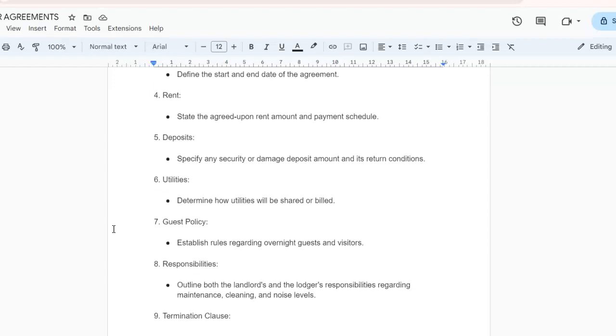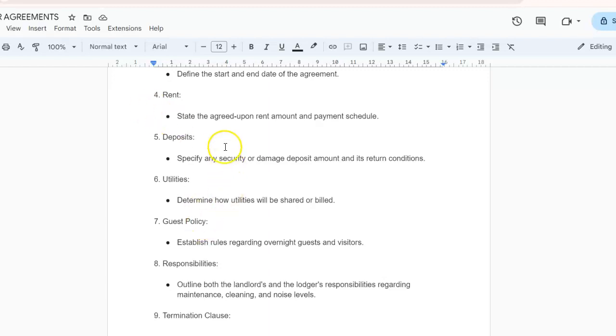Number four, it needs to contain a segment for rent. So in this segment, you need to state the agreed upon monthly rent. You need to specify the due date and method of rent. You also need to outline any penalties for late rental payments.